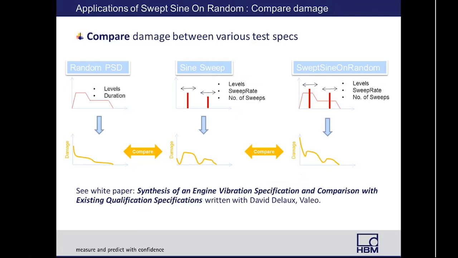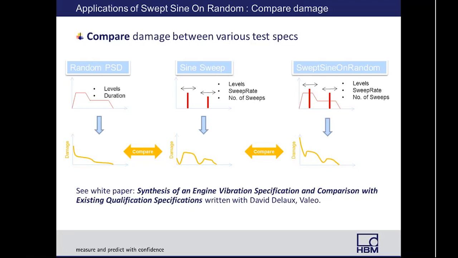Some added value applications of the fatigue damage spectrum include running a limited number of tests. For instance, if the swept sine on random covers, in terms of damage, other required qualification test profiles, well, why not simply run the swept sine on random? We can also sort various situations of a live profile based on severity, or if you like, assess the damage contribution of every situation of a live profile.